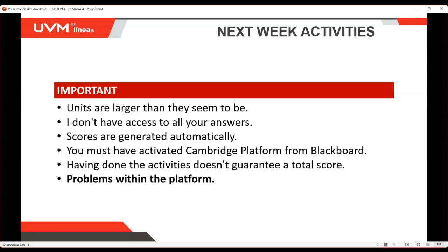And it happened to me because I tried to review all the units before the classes, so we can talk about the things and the vocabulary and all the stuff that you saw or that you worked on in the units. So I'm just reviewing all the units, so that's why I'm getting stuck with the scores, because I don't have time to do all of that, but I'm trying to catch up for your score. So just have patience. But what I was telling you is that they are large. So try to work on your schedule so you are not gonna have problems to answer the units. I don't have access to all your answers. Scores are generated automatically. But I think the main point that I want to talk about today is about the problems within the platform.